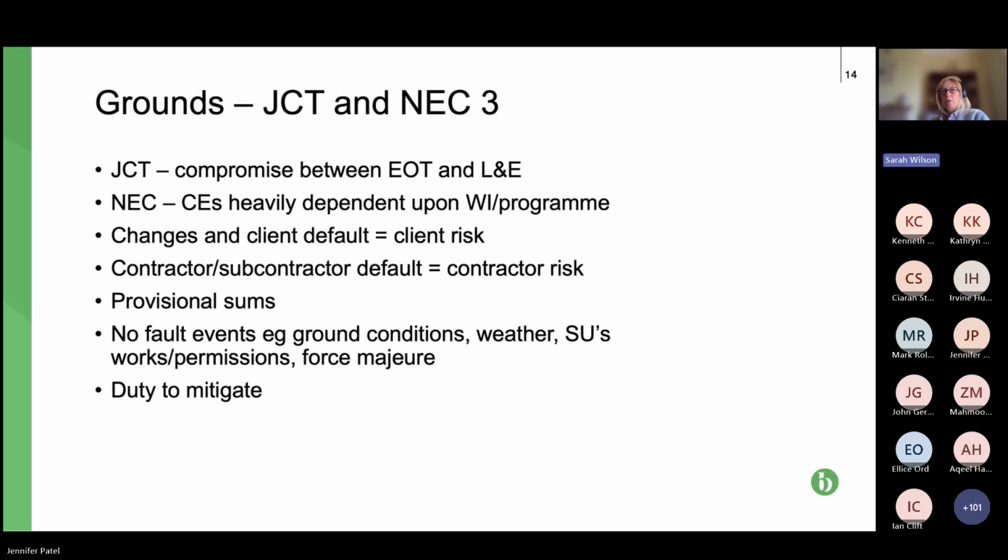NEC, as we've seen, compensation events where you want more time, heavily dependent upon the programme or to some extent the works information.